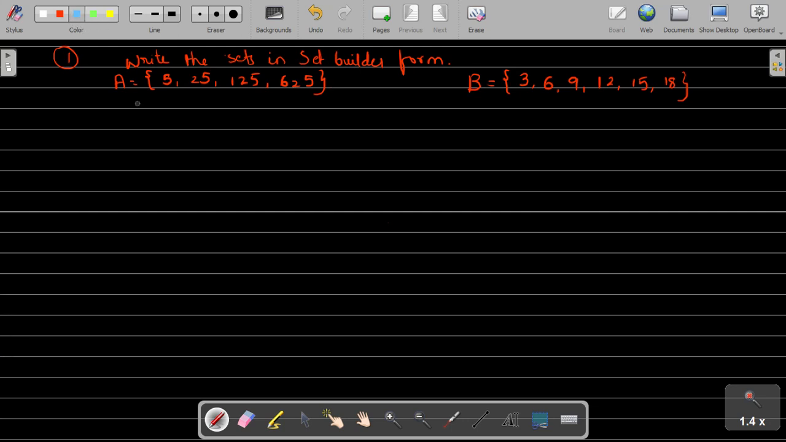Hello everyone, we will solve the MMT questions. These are the multiple mini tests that are to be conducted. So the questions for which you have to prepare are these.